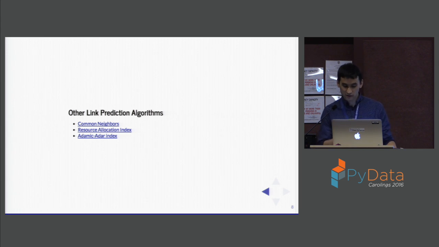Okay, so these are some other link prediction algorithms. They all try to tease out this idea that nodes that are similar but not currently connected are going to be connected in the future. And we can talk more about these after the talk if you're interested. But they're here for reference as well.